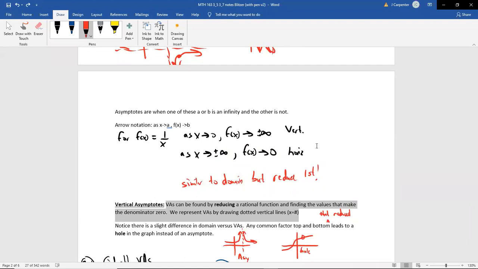Now I said when we found the domain, we didn't reduce first, but for vertical asymptotes, we have to reduce first. That's a big distinction. So there's a slight difference in domain versus vertical asymptotes. So let's say that you factor the top and bottom and something does cancel. Any common factor top and bottom that reduced leads to a hole in the graph instead of an asymptote. So there's a distinction.